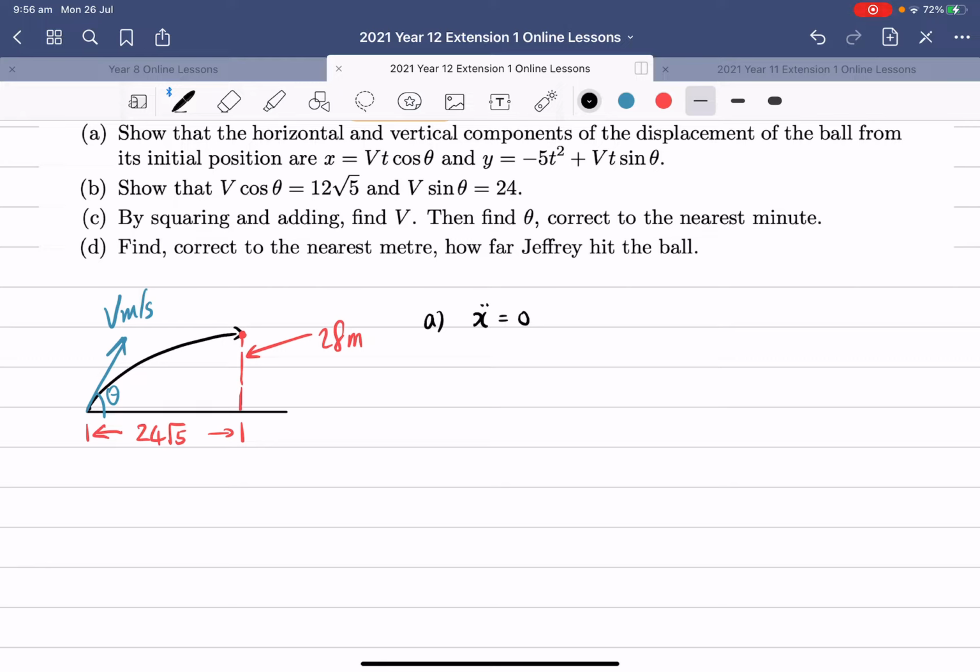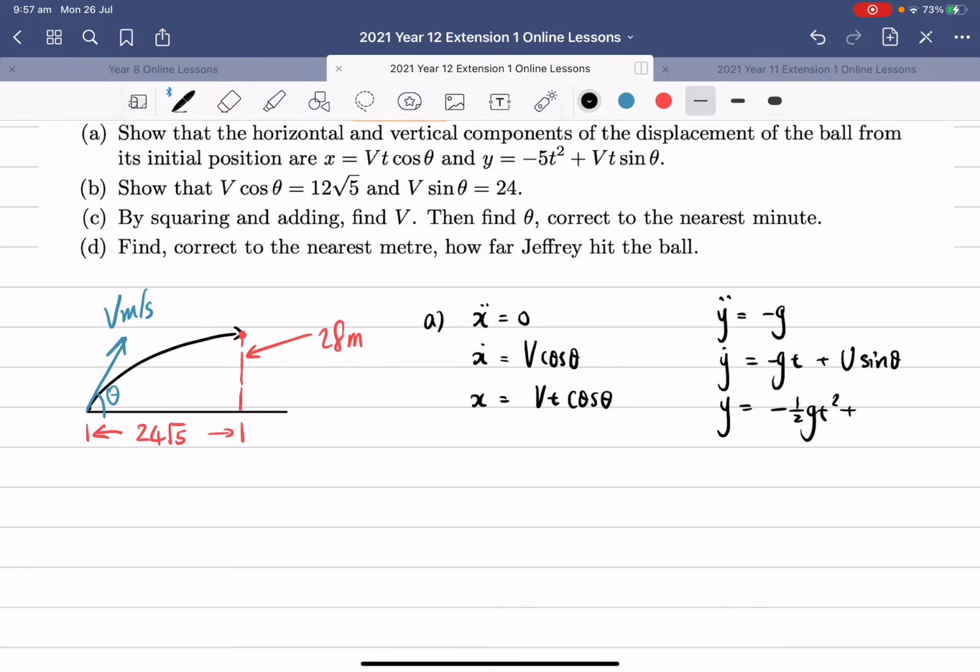We start with x double dot. Horizontal acceleration is equal to 0. Horizontal velocity, if you integrate 0, is just equal to c, which is the horizontal initial velocity, which is V cosine theta. And then horizontal displacement, if you integrate again, is Vt cosine theta. Next, y double dot is minus g. That's the vertical acceleration, the only acceleration this has. So y dot is equal to minus gt plus V sine theta. And then lastly, y is equal to minus half gt squared plus, in this case it's not u, it's V, Vt sine theta.